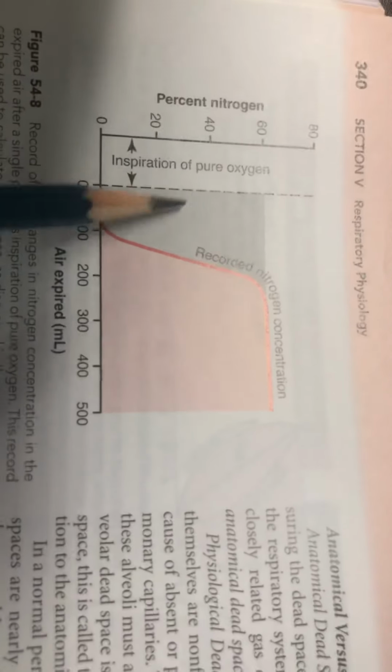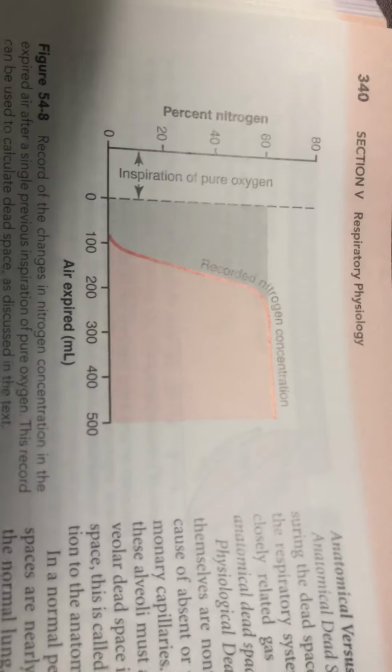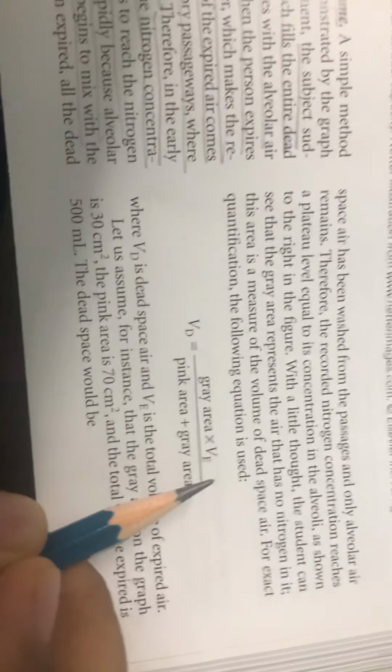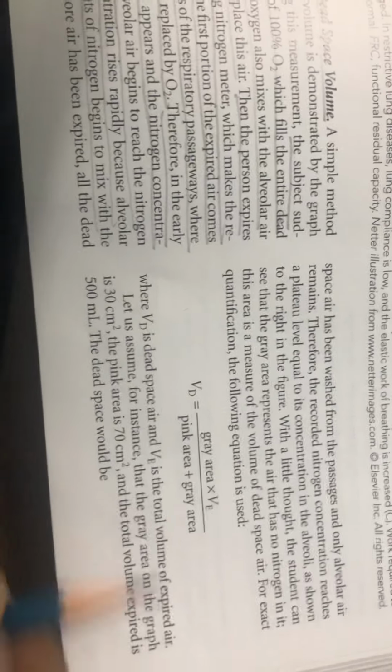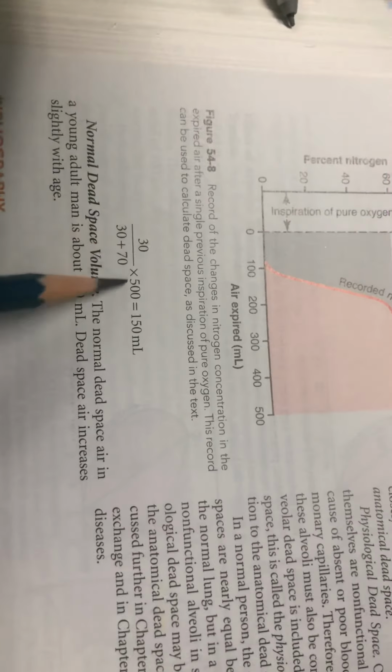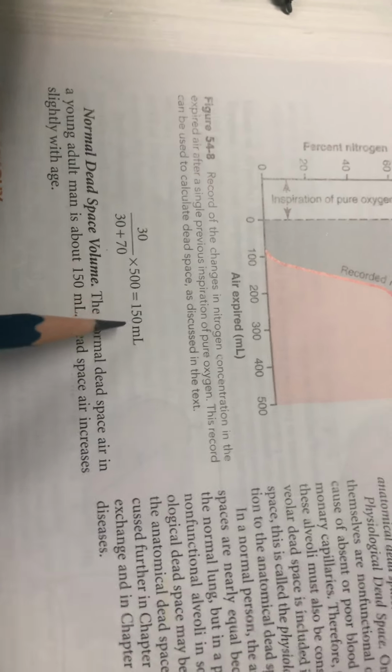So gray area by gray area plus pink area, times VE. Okay, VE is the total volume of expired air. So that gives us an equation of 30 by 30 plus 70 times 500, which gives us 150 ml of dead space volume. So normal is 150 ml.